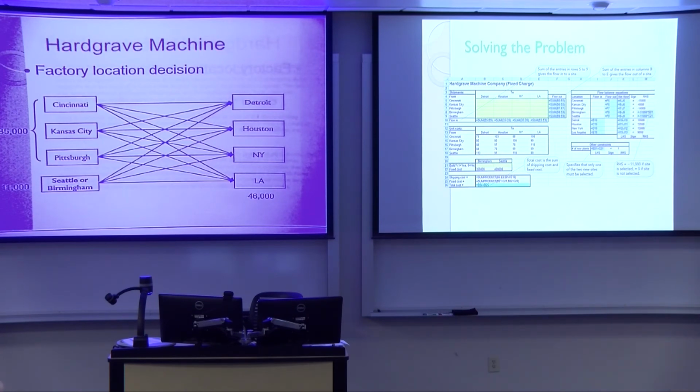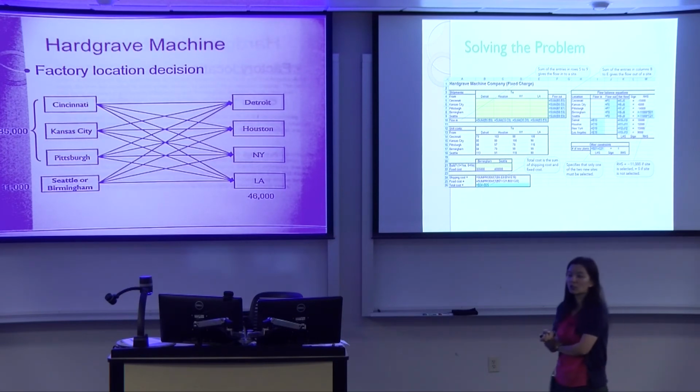But why do we need to times B21? So for the Birmingham flow balance equation, the right-hand side, why do we put the minus 11,000? Why do we need negative 11,000 times B21? B21 is this integer variable.